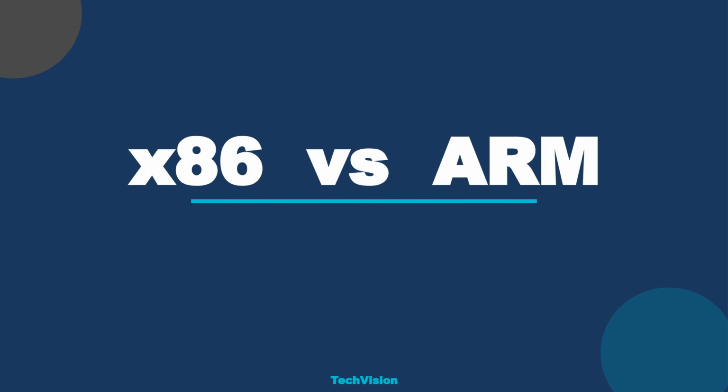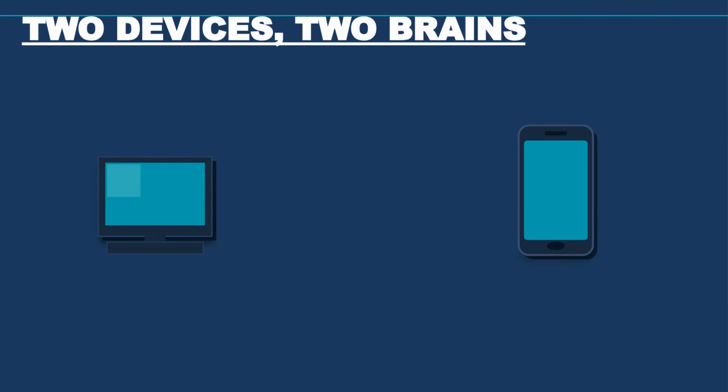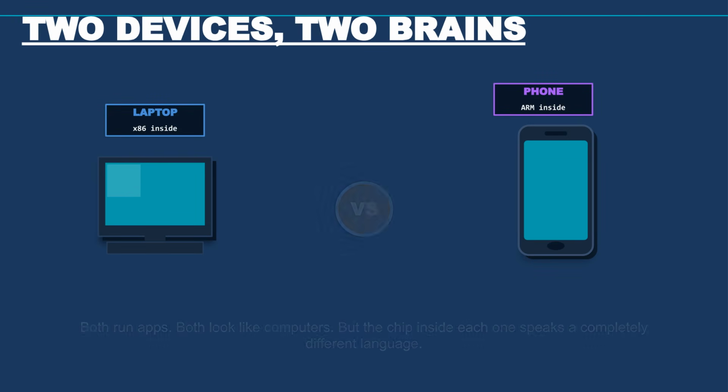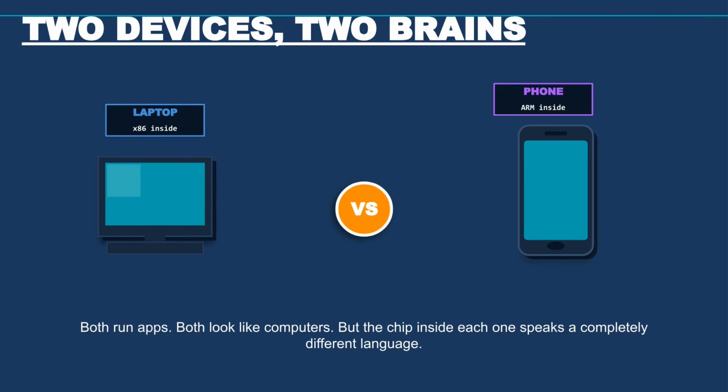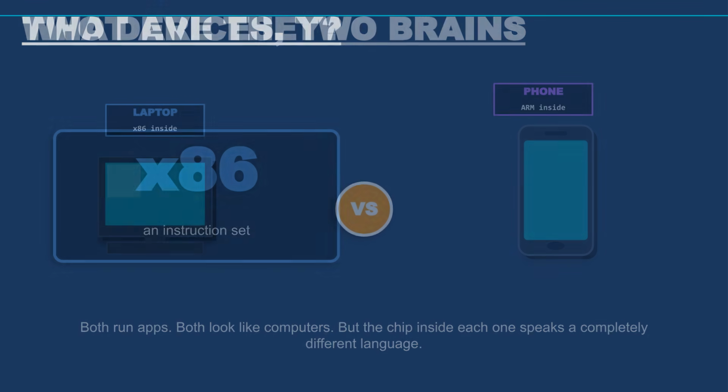Welcome to this video comparing x86 versus ARM, the two CPU architectures that run nearly every device we own. We have two devices here, a laptop and a phone. Both run apps and look like computers. However, the chips inside each one speak a completely different language.